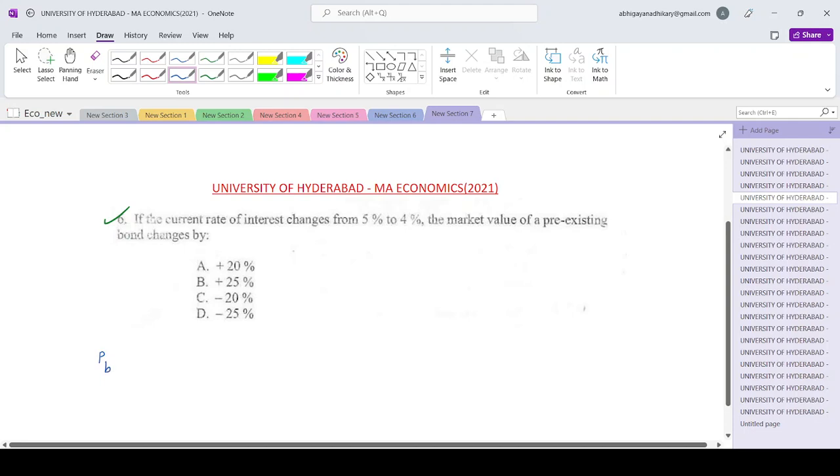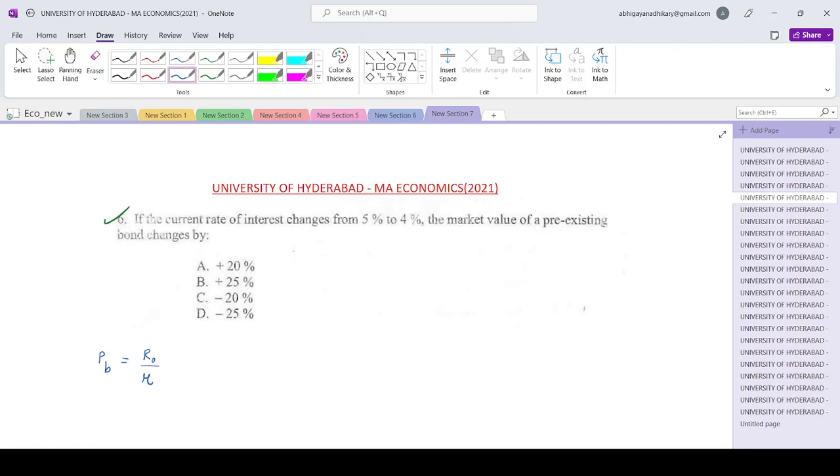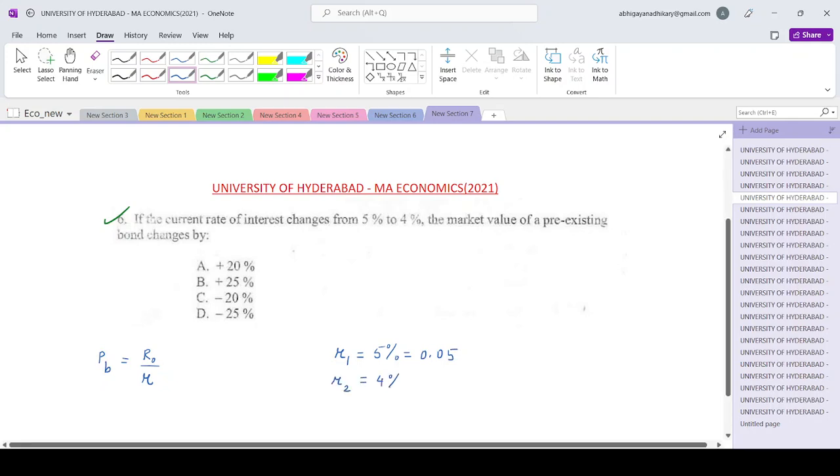So the price of the bond is basically given by capital R naught by small r, where capital R naught is basically a fixed payment that is made to the purchaser of the bond for an infinite period of time, and r is the market interest rate. So initially we are saying that the initial market interest rate is basically r1, which is 5%, which is 0.05, and finally the interest rate falls to 4%, which is 0.04.